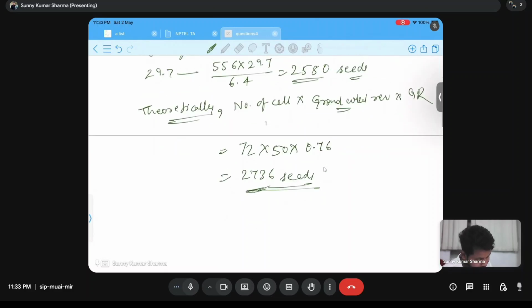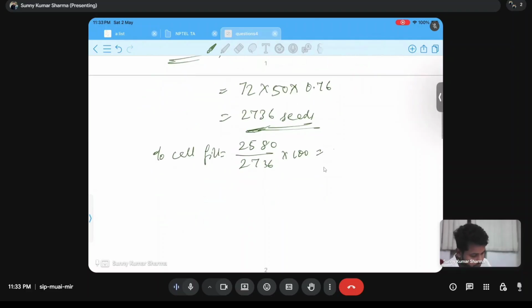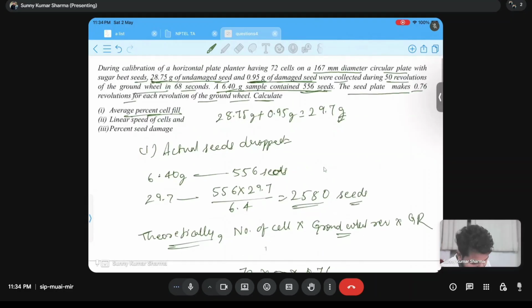So what is the percentage cell fill? Percentage cell fill will be 2580 by 2736 into 100. 2580 by 2736 is equal to 0.94, and multiplying by 100, it becomes 94.3%. So the percentage cell fill is 94.3%. This was the first part.